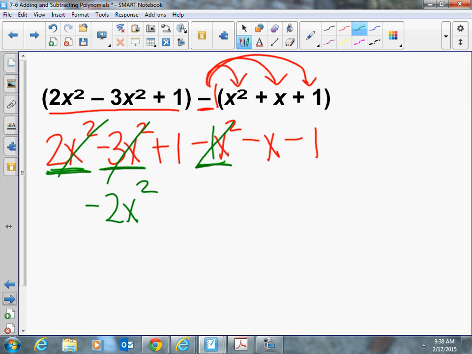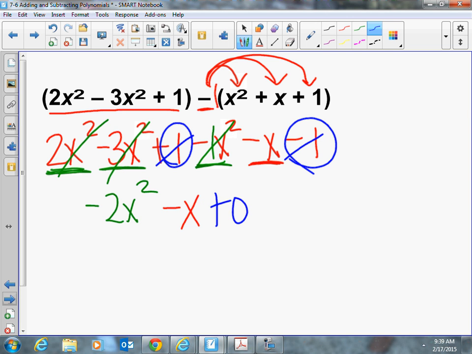Now I look for my x's. Here I've got a negative x, nothing to combine that with, so that goes next. What comes last? The constants. I've got a positive 1 with a negative 1. Well, 1 minus 1, that's 0. So I actually have plus 0. Now, would we ever write plus 0? No, so I wouldn't write that part.